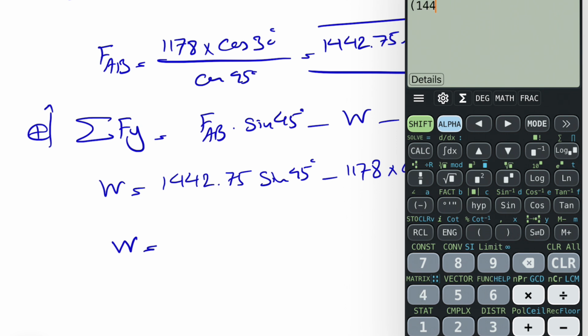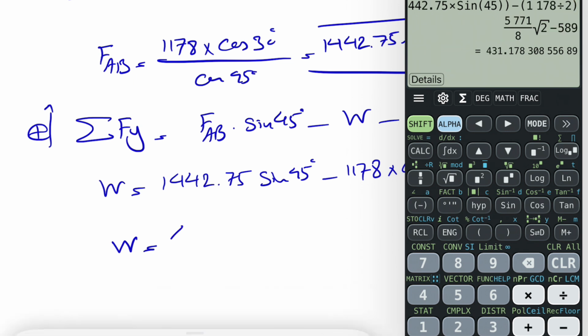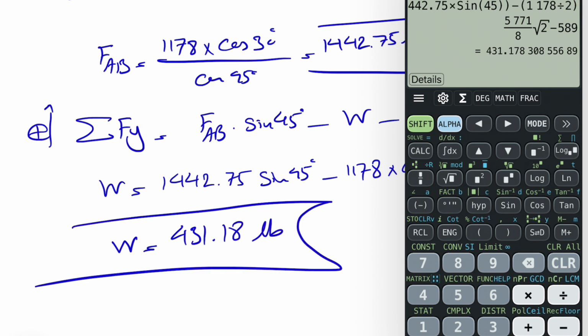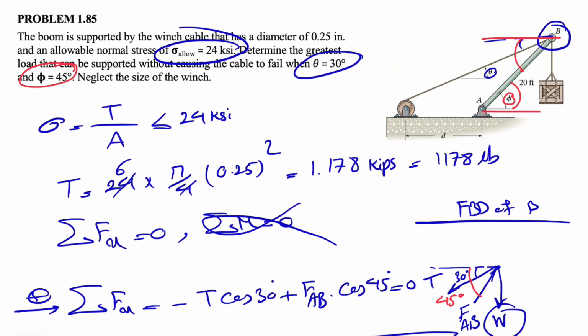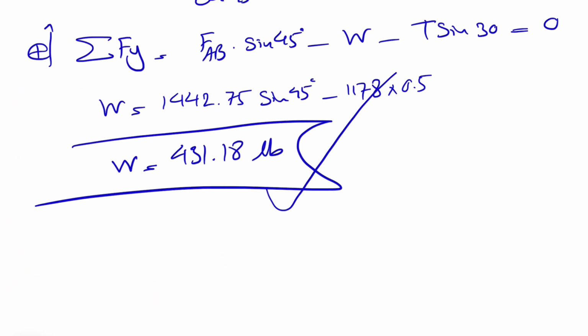So basically we have 1442.75 times sine of 45 minus, and that's going to give us 431.18 pounds, which would be the final answer for this question, or the greatest load that can be supported in the system. Hope everything was clear.